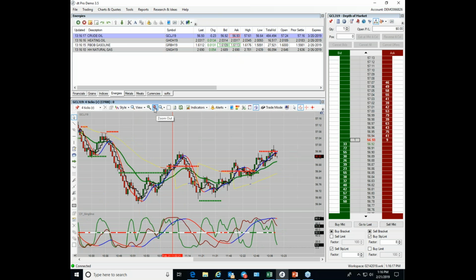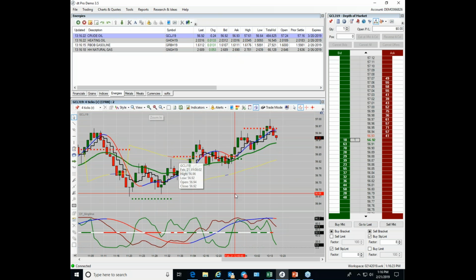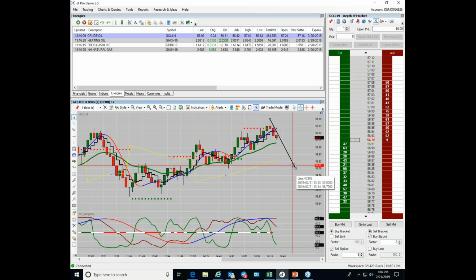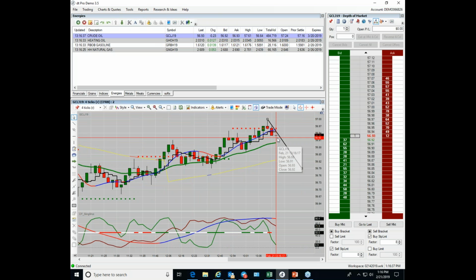Notice the first thing I do is zoom out, okay? Right now, the crude is doing the normal thing, right? It's pulling back to the BBC, okay? As I said earlier, get in the habit of drawing trend lines, okay? Why do we do that?